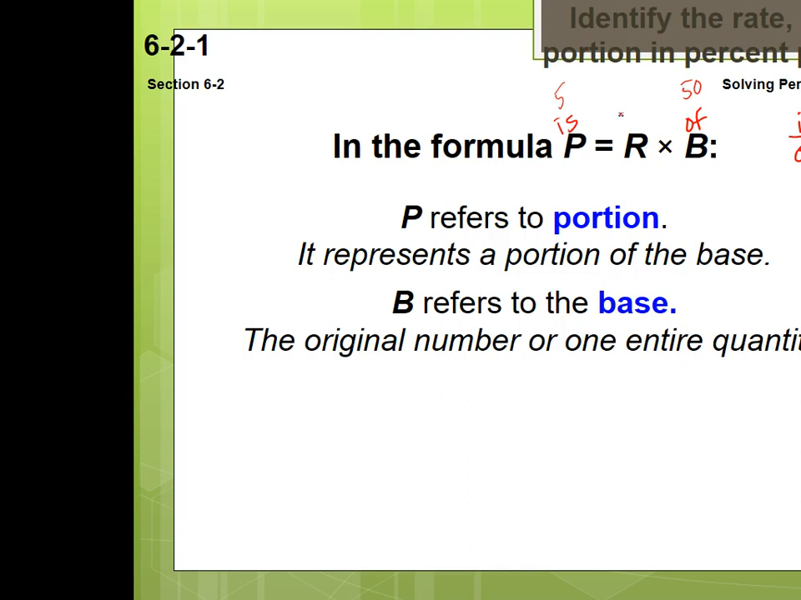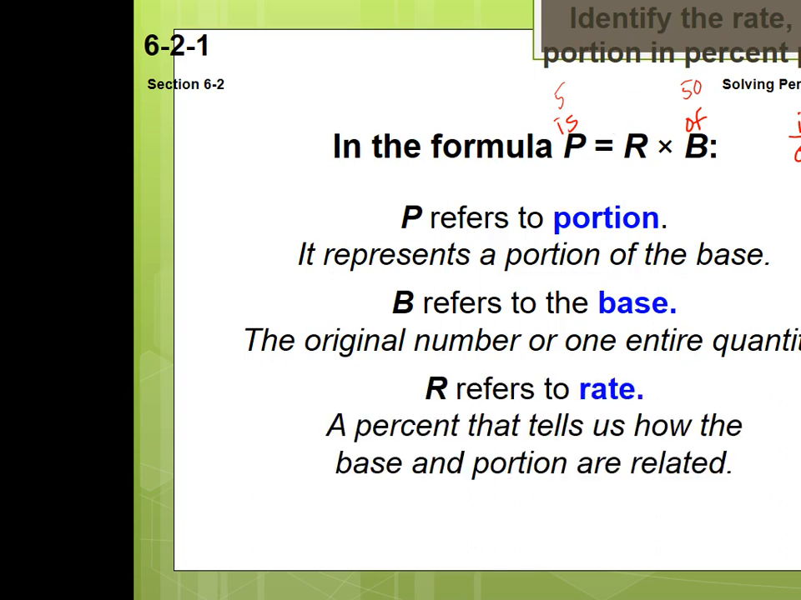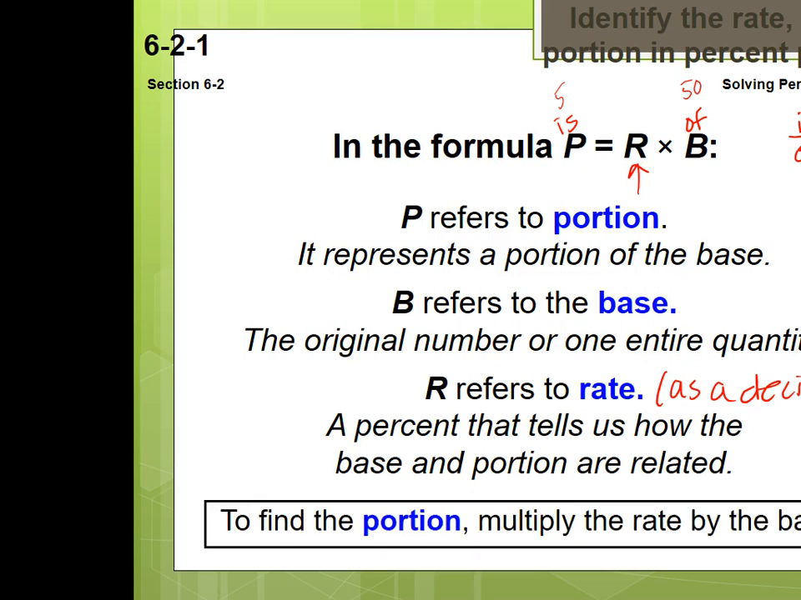And then R is the percentage. R stands for the rate, but it's the percentage. And the one thing is you want to make sure that the rate is listed as a decimal when you put it into this formula. So if you had 50% was the rate, you would need to first put it as 0.5 in order to plug it in this formula. Okay, so basically if you want to find the portion, so a part of the whole, you just multiply the percentage by the whole, by the of.